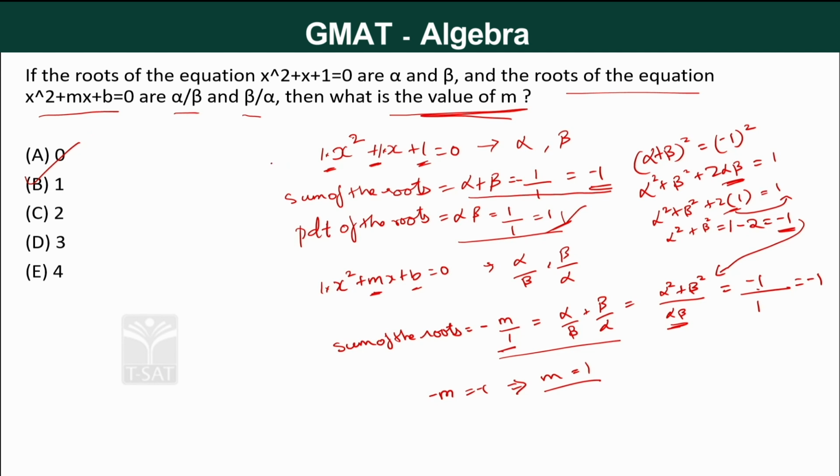Initially, we looked at the first equation given and we found the sum of the roots and product of the roots using the standard method. Then we looked at what we require, m, that is the sum of the roots. When we check the sum of the roots here, it comes out to be alpha square plus beta square by alpha beta. For that, we squared alpha plus beta whole square and substituted the alpha beta value and we got our alpha square plus beta square, and we divided by alpha beta, that is from the first equation, the product of the roots, that is 1.